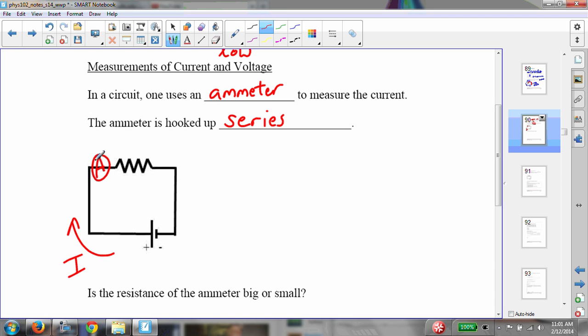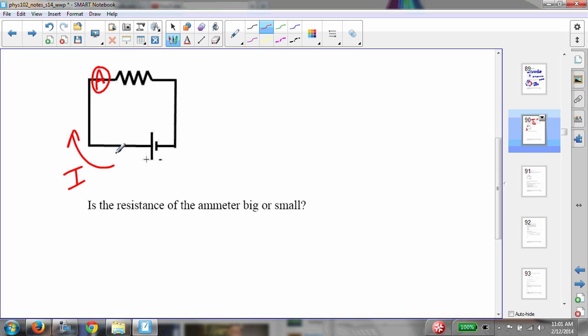Now, whenever you're making a physical measurement, in general, you want the device to change the system as little as possible. Ideally, it's not going to change it at all, okay? But when you're measuring things in an electrical circuit, you have to be careful, because by actually putting in the device, you can change what the circuit does. And so your measurement then would be incorrect. So think about this. Is the resistance of the ammeter big or small? If I put in a big resistor, is that going to change the circuit? Or if I put in a small resistor, is that going to change the circuit?